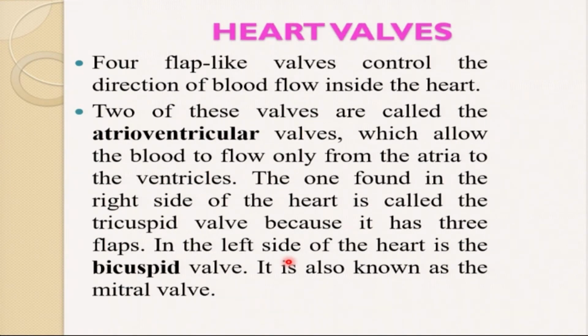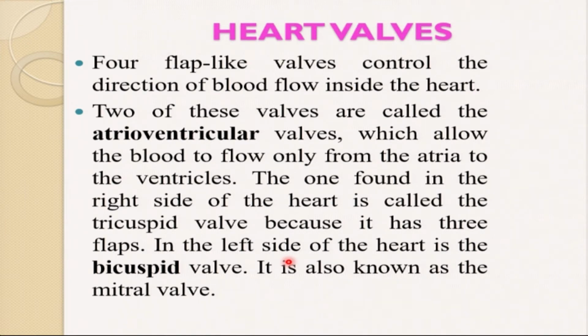I said the four flaps, like valves, control the direction of blood flow inside the heart. We talk about what you call valves. I know some of you still remember that the structure of the heart is made up of valves. We have the bicuspid valves, the tricuspid valves, and the semilunar valves. All these valves are very important to make the blood flow in a single direction, preventing the backflow of blood.